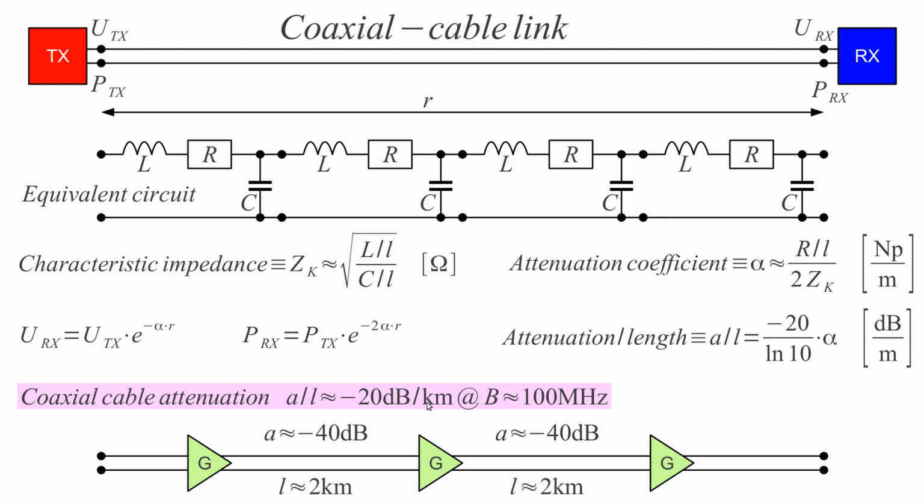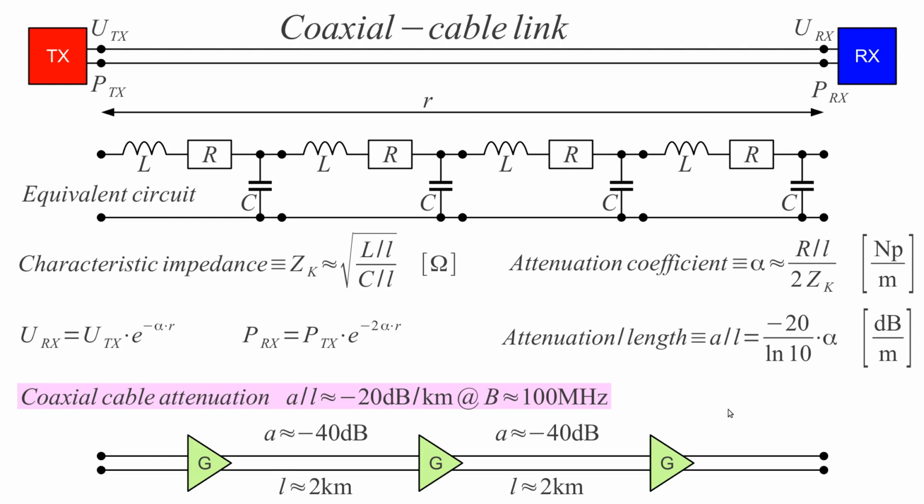So with such a coaxial cable, if we do communication with a bandwidth of 100 megahertz, we need amplification or regeneration of the signal about every minus 40 dB of attenuation. 40 dB of attenuation, we get it at a distance of 2 kilometers. So every 2 kilometers, we need an amplifier or a regenerator. This may be okay for short distance communication, but for long distance communication, the number of amplifiers or regenerators becomes very, very large.